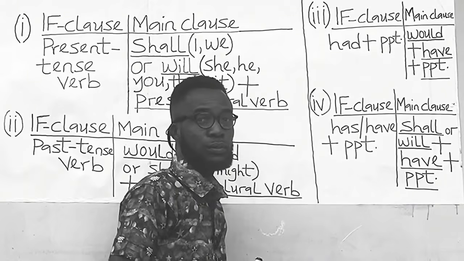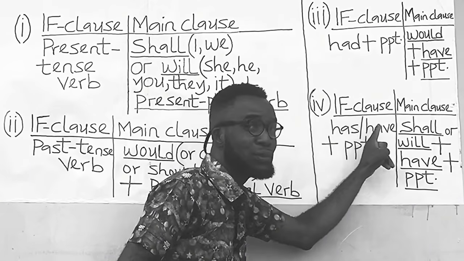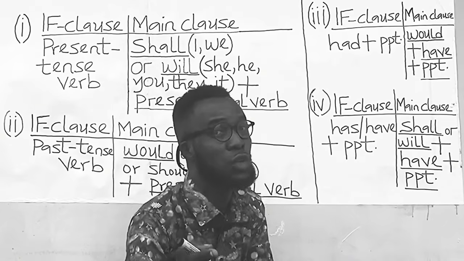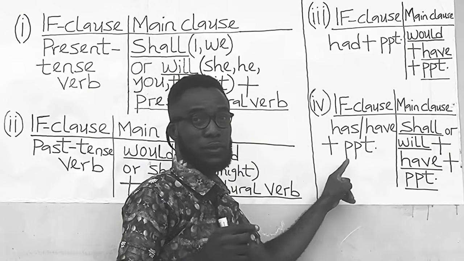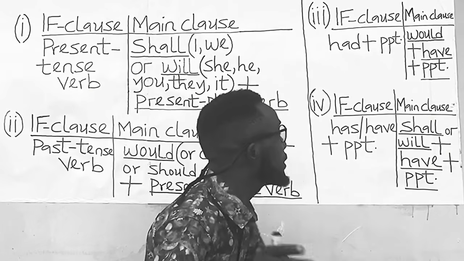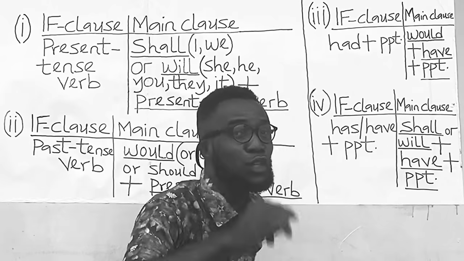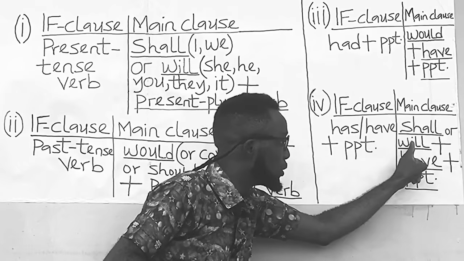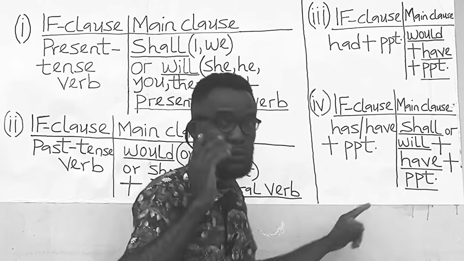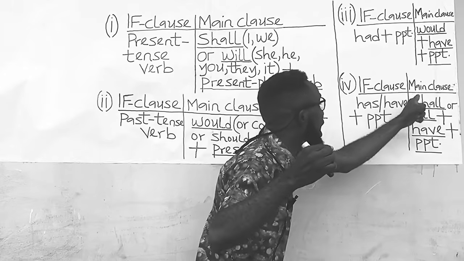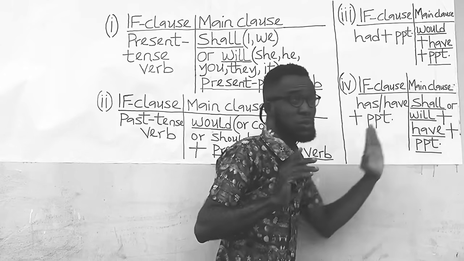Roman figure 4. When the if clause contains has or have, depending on whether the subject is singular or plural, plus a past participle verb, PPT for short, and they want you to complete the main clause, then the gap in the main clause should be filled with shall or will plus have plus a past participle verb, PPT for short. I am saying shall or will because it depends on what begins the main clause.